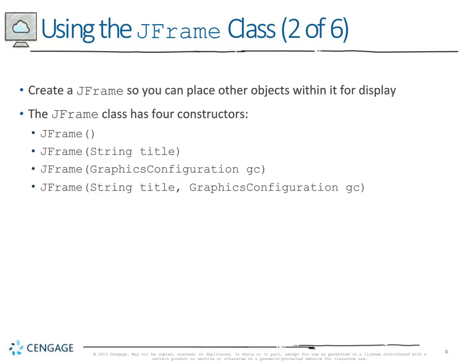We have a JFrame with no argument, so it constructs a new frame that is initially invisible. JFrame, if we pass a string title, creates a new, initially invisible frame with a specified title. Then JFrame, where we pass a graphics configuration parameter, creates a frame in the specified graphics configuration of a screen device and a blank title. We also have a JFrame where we pass the title and the graphics configuration. It creates a JFrame with a specified title and a specified graphics configuration of a screen device.